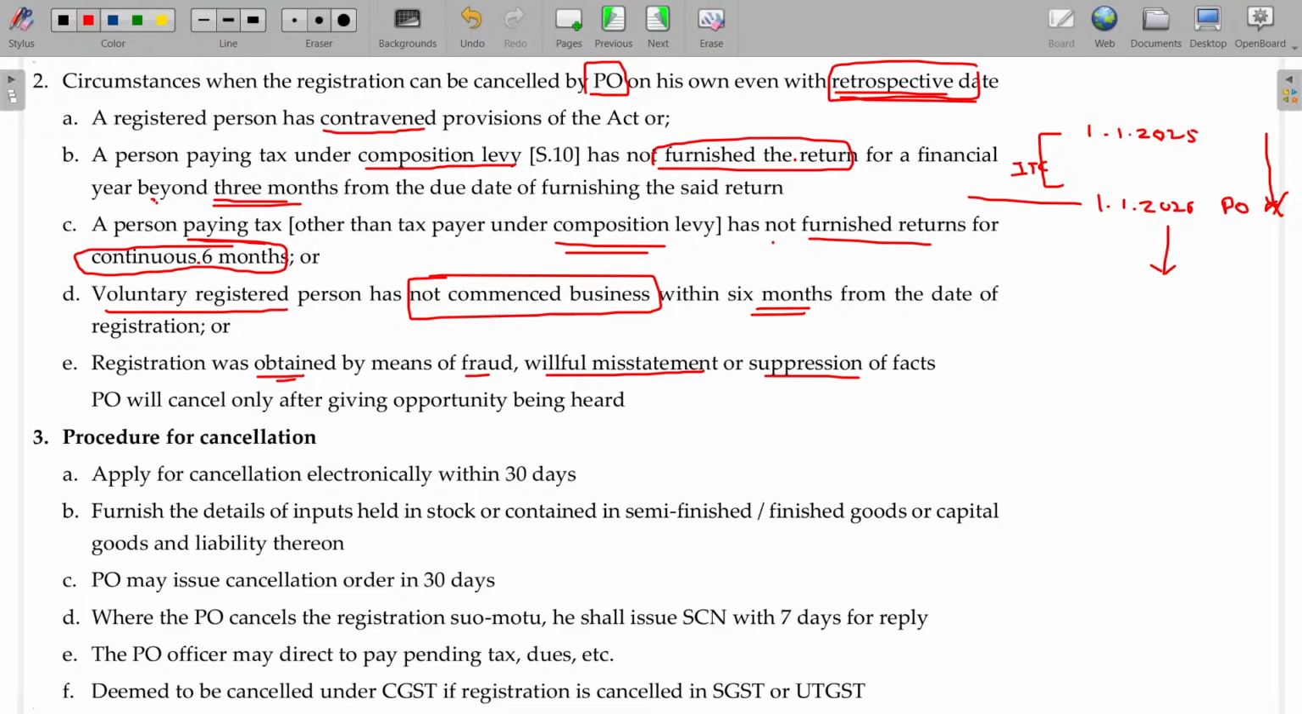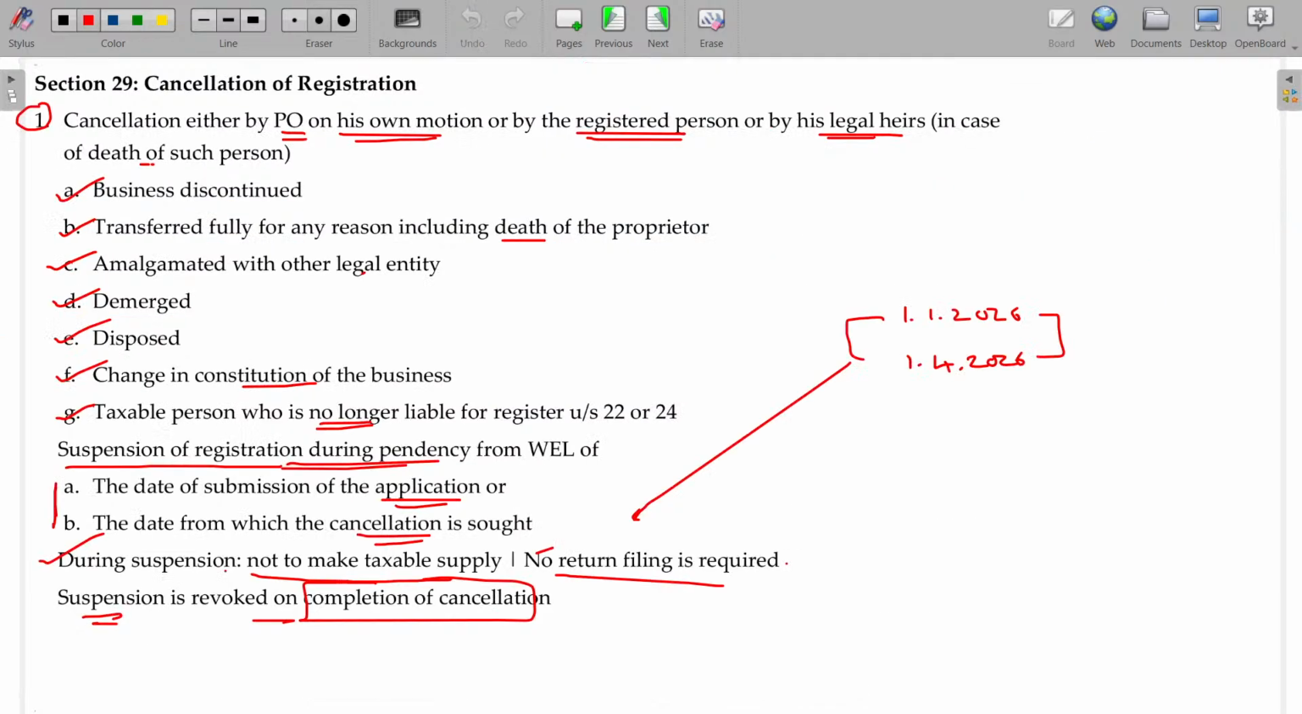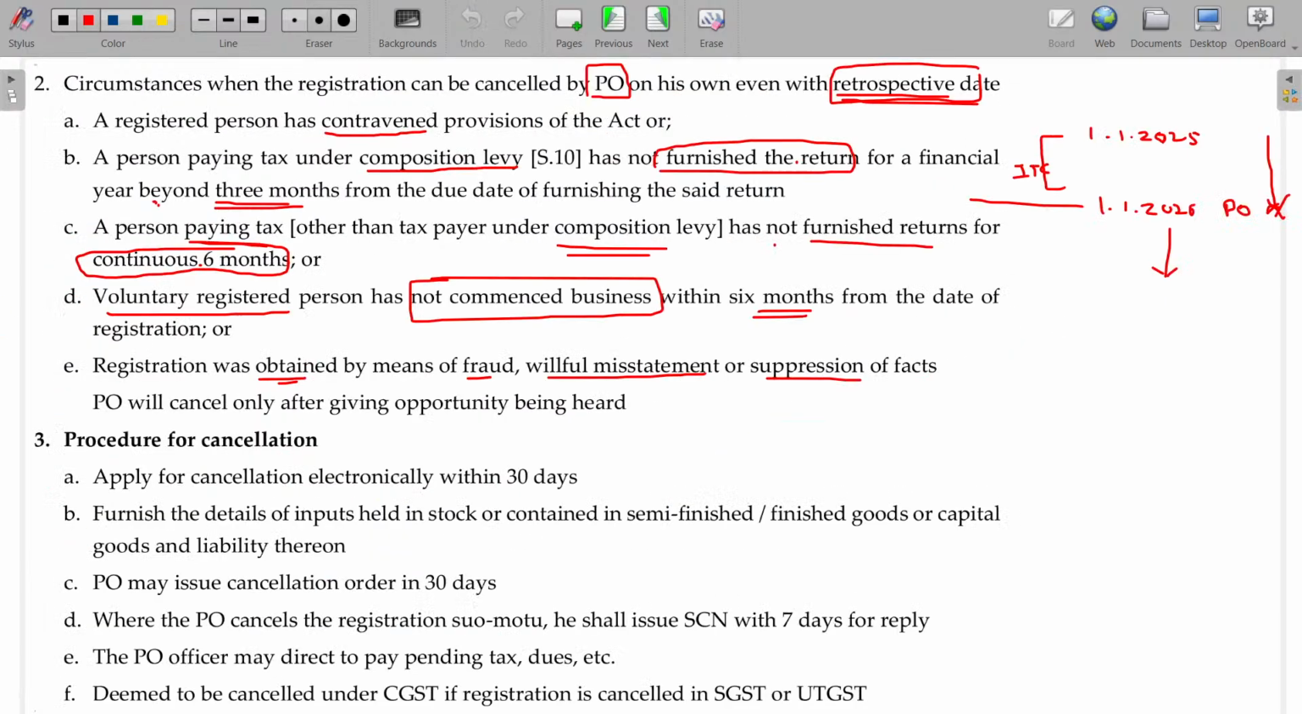On 1/1/26, the PO cancels your registration, stating that you availed this registration in a fraudulent way. So I am going to cancel not from today, but from 1/1/2025. Then from that date, whatever ITC was claimed should be refundable along with the interest and all. So they have the right to cancel retrospectively. This will not be applicable in the first case. The first one being genuine, the second one being the violation.